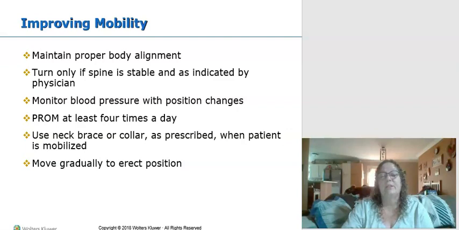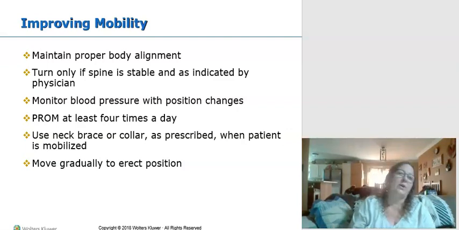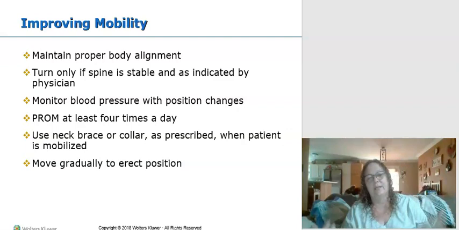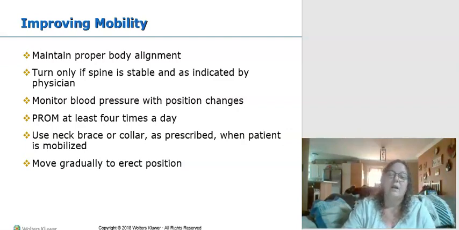Monitor blood pressure with position changes. So remember, they're at risk for orthostatic hypotension. So if you're sitting the patient up, you want to do so slowly, again, and only when the spine is stable and you have orders where you can. Sit them up slowly and then check their blood pressure. Right? Want to do passive range of motion at least 4 times a day.